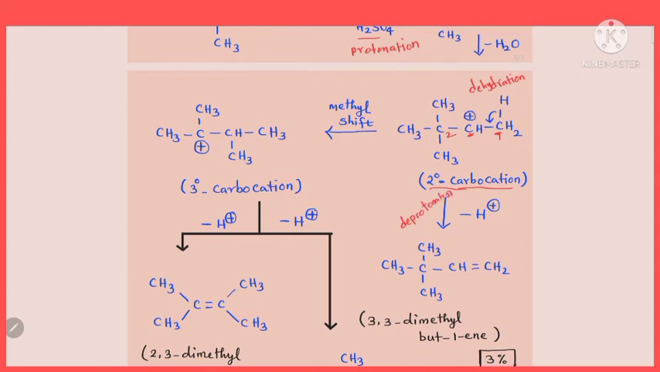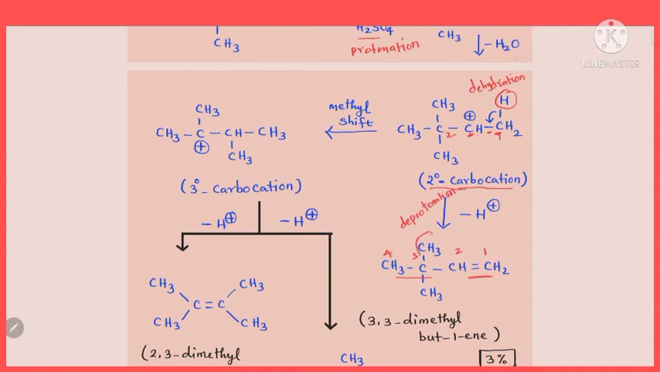The hydrogen present on the carbon adjacent to the C plus carbon will be removed as a proton. As the bond pair moves between these two carbon atoms, a new double bond is formed. So as a result of removal of a proton from the right side carbon, you get an alkene of this formula, which is 3,3 dimethyl but-1-ene. The numbering has to be started from the right side: 1, 2, 3, 4, the longest carbon chain of four carbons with the double bond at the first carbon, so but-1-ene.